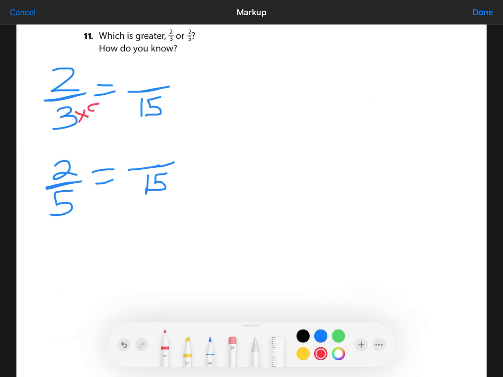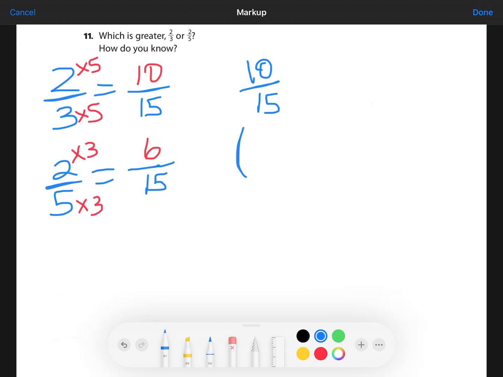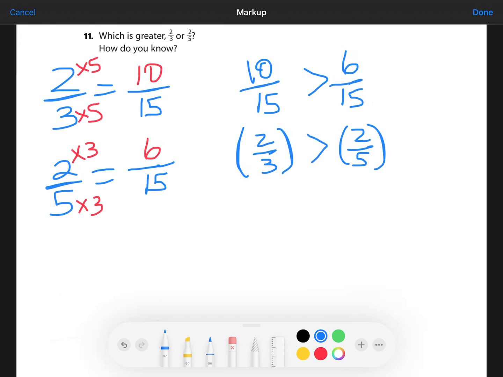And I'm going to show my thinking. 3 times 5 is 15, so I have to multiply by 5 here. 5 times 3 is 15, so I have to multiply by 3 here. And I can say that 10/15, which is equivalent to 2/3, is greater than 6/15, which is equivalent to 2/5. And so obviously 2/3 is greater than 2/5.